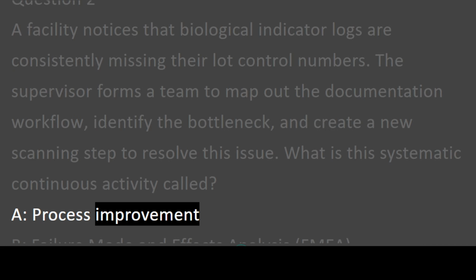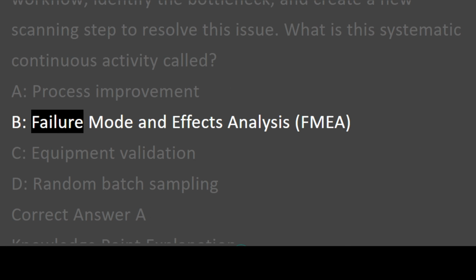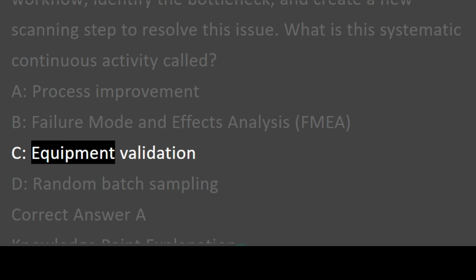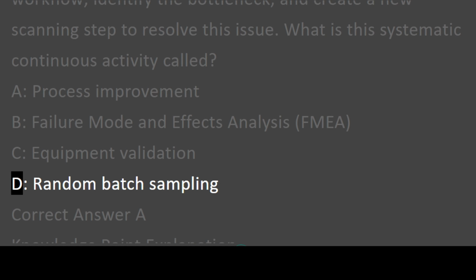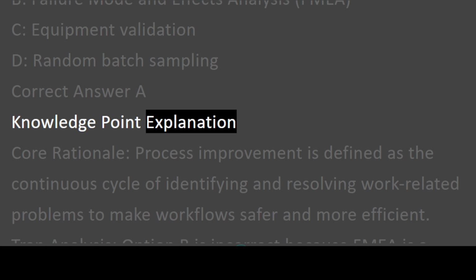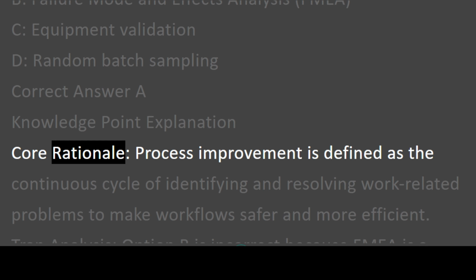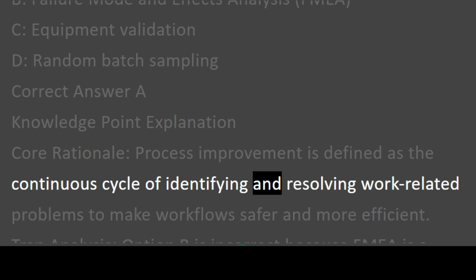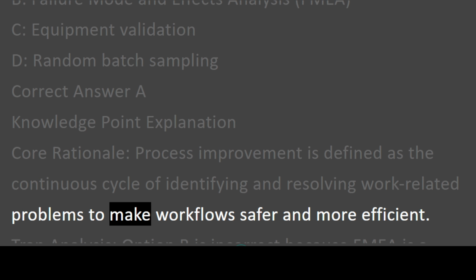A. Process improvement. B. Failure mode and effects analysis, FMEA. C. Equipment validation. D. Random batch sampling. Correct answer A. Knowledge point explanation. Core rationale: process improvement is defined as the continuous cycle of identifying and resolving work-related problems to make workflows safer and more efficient.